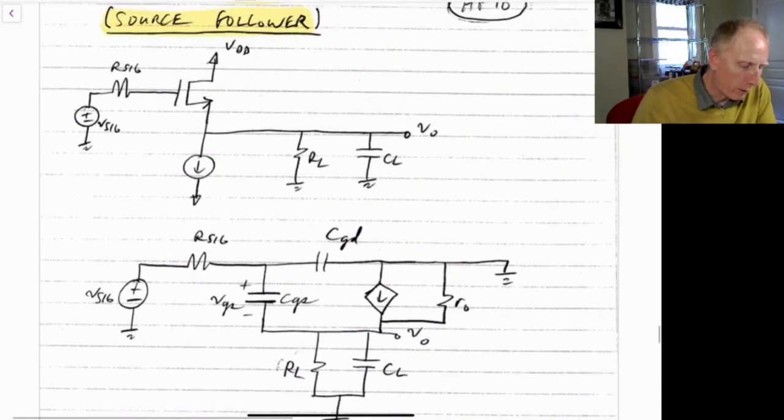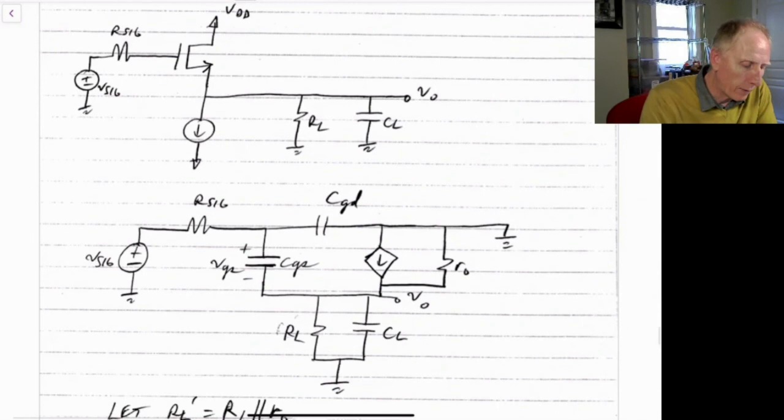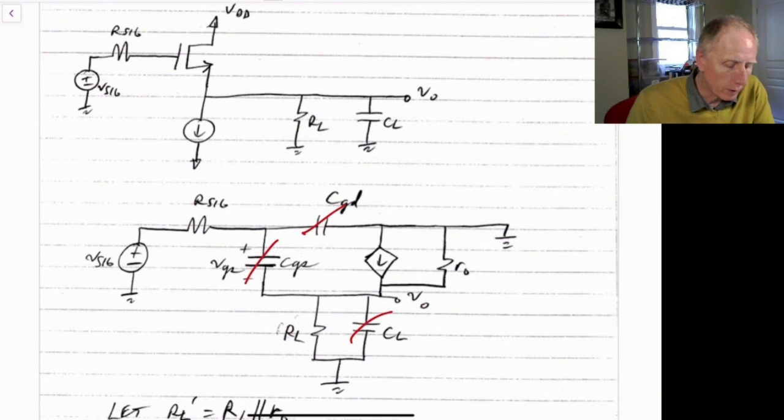And so then we can draw our small signal model for the rest of the capacitors, in order to see the overall high frequency response. With all of these capacitors not here, this would just be the circuit I was just discussing, and the midband gain would just be RL prime, equal to RL in parallel with R naught, and the gain would just be RL prime divided by RL prime plus R signal.